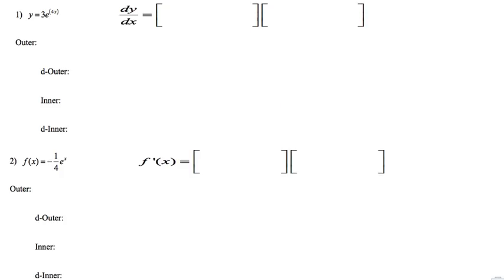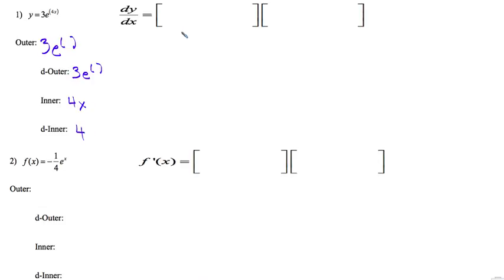So our first problem, we have our equation here. Let's go ahead and solve it. Our outer function here is 3e to the power of something. So the derivative of the outer is 3e to the power of that same something. What's the inner? Inner is 4x. That's the stuff inside the parentheses. And the derivative of the inner, or the dinner, here is 4.